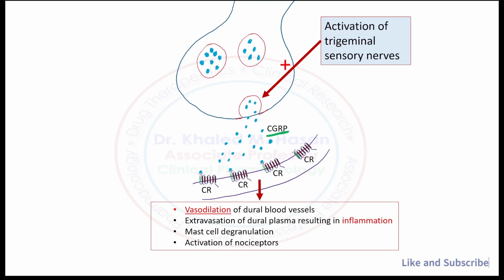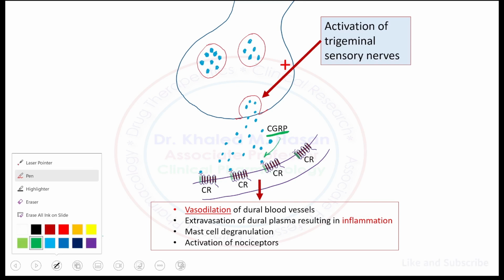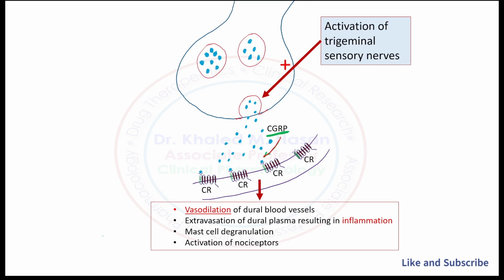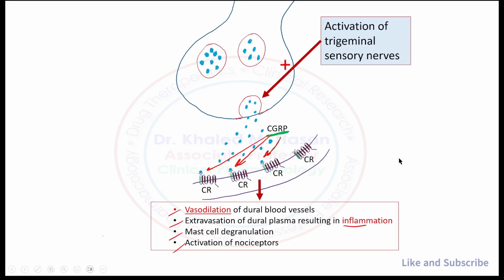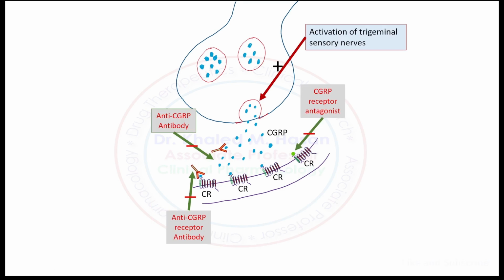Calcitonin gene-related peptide, you can see it here, and then this calcitonin gene-related peptide binds to its receptor here and will activate, causing vasodilation, extravasation, inflammation, degranulation, and activation of the nociceptor, and cause a migraine or pain attack. Okay, so we have it here in the first image, and if you go to the second image, you can see the target for us.